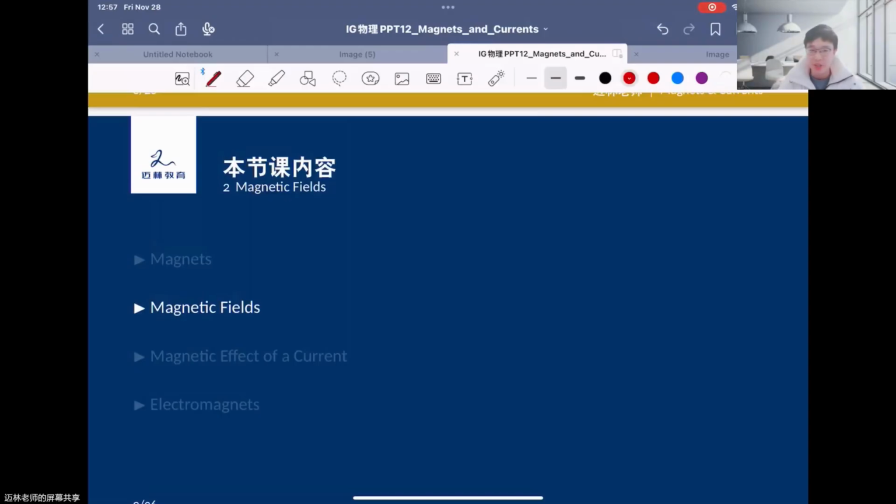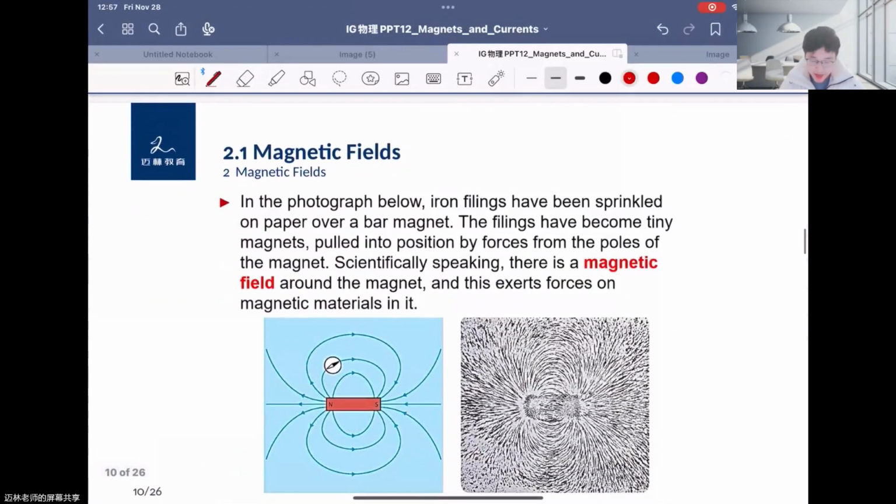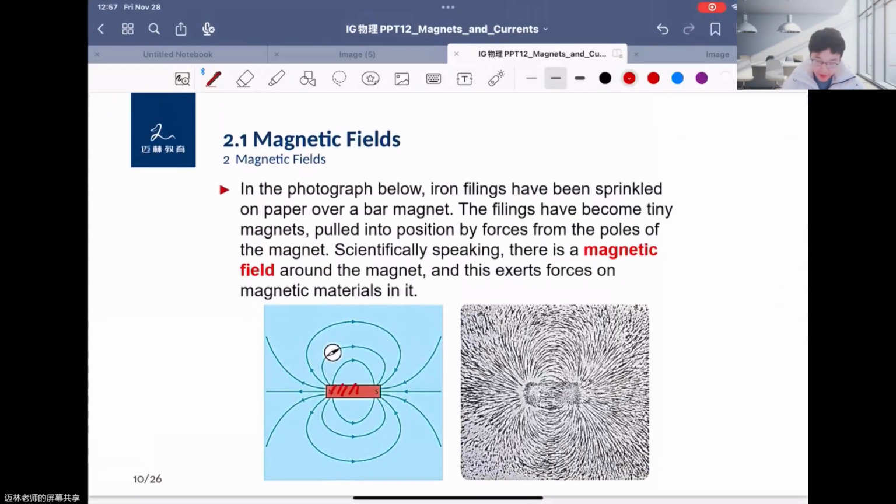Hello everyone, today our topic is about magnetic field, okay? So let's move into the first slide, and here you can find that there's a magnetic field, and here is a magnet, right? And you can find there are different curves around the magnet, right? So just say very similar to like the electrical field, right?